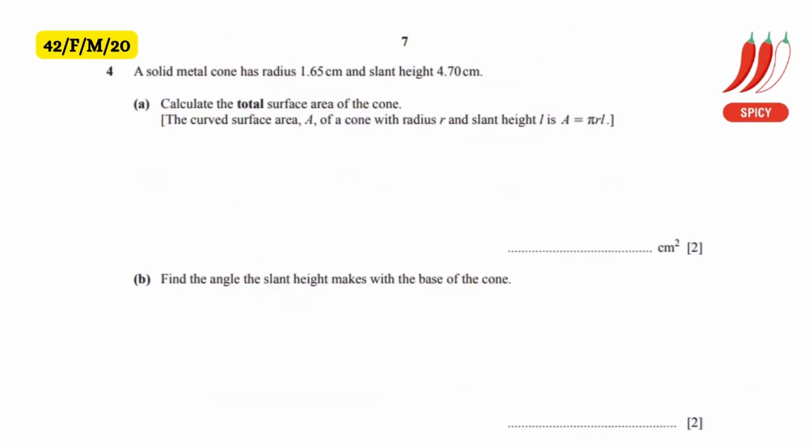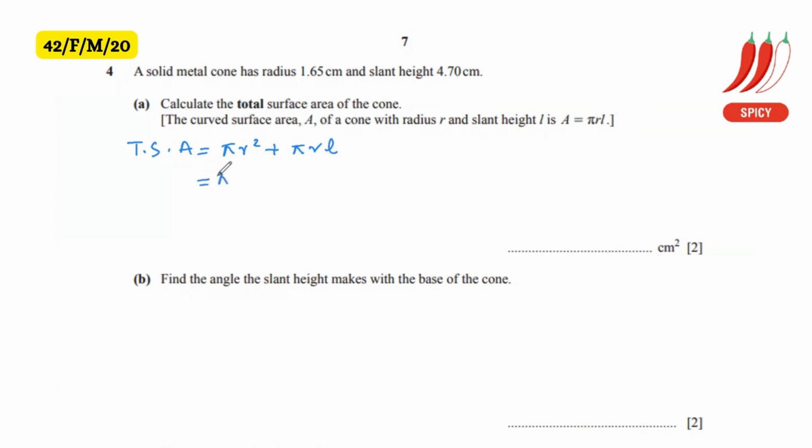Question 4 says a solid metal cone has radius 1.65 centimeters and slant height 4.70 centimeters. Calculate the total surface area of the cone. So total surface area of the cone has the formula of pi r square plus pi r L. As you can see, the curved surface area is already given in the question, which is pi r L, and pi r square is the area of the base, which is a circular base.